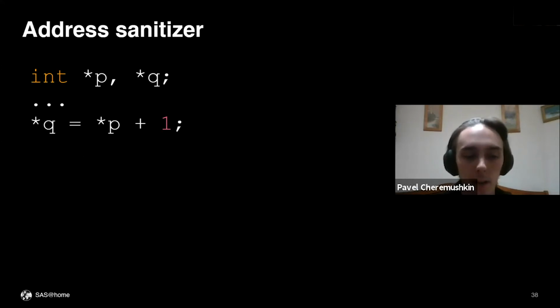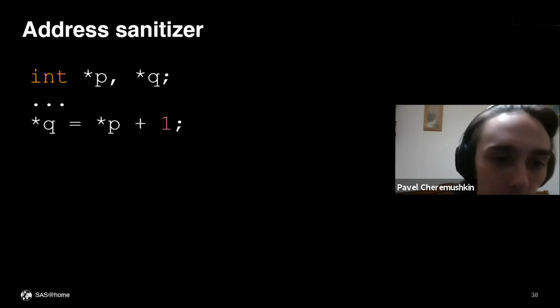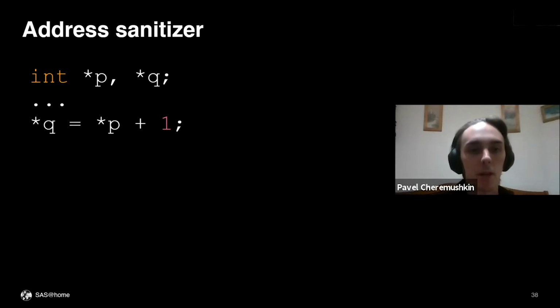One thing that I would like to tell you about that helps us really a lot to detect memory corruption bugs is address sanitizer. It is a tool that allows you to detect memory corruption errors.